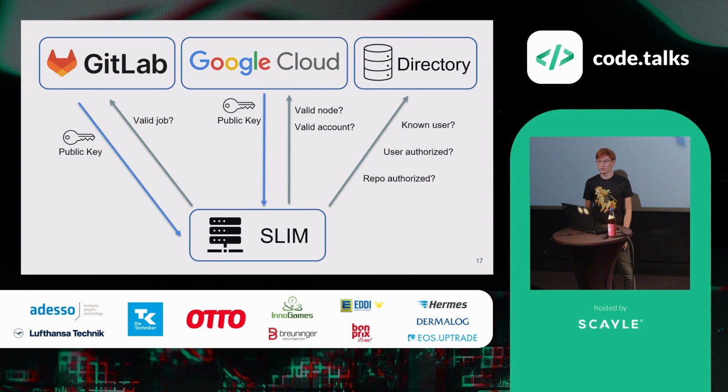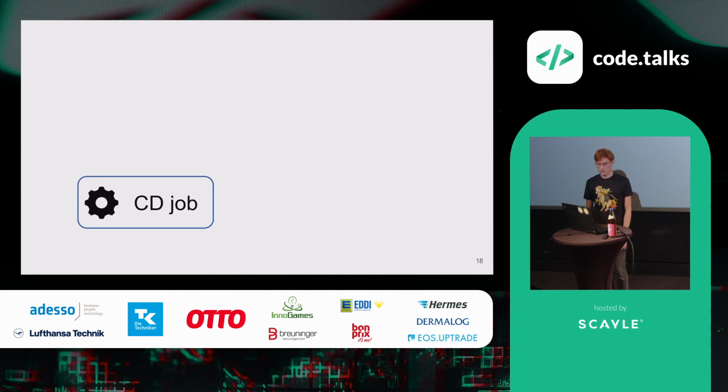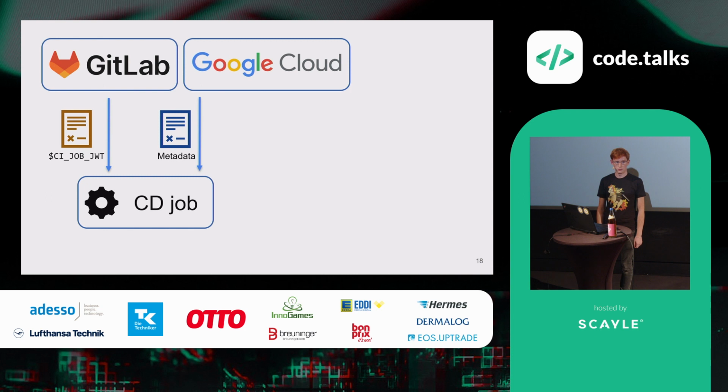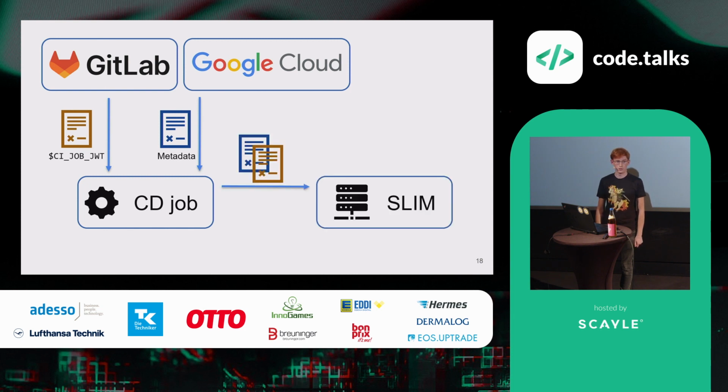So how does that integrate with our CI or CD job? Well, it's quite simple. It fetches that document, the JSON file, from GitLab. That's really easy because it's already supplied automatically by GitLab as an environment variable. So that's really easy to do. Second, it also fetches the document from the Google server, and it sends over these documents to the SLIM server in order to first authenticate and authorize it.